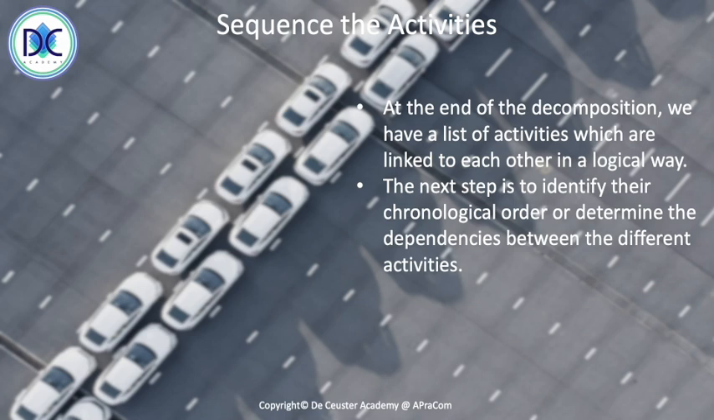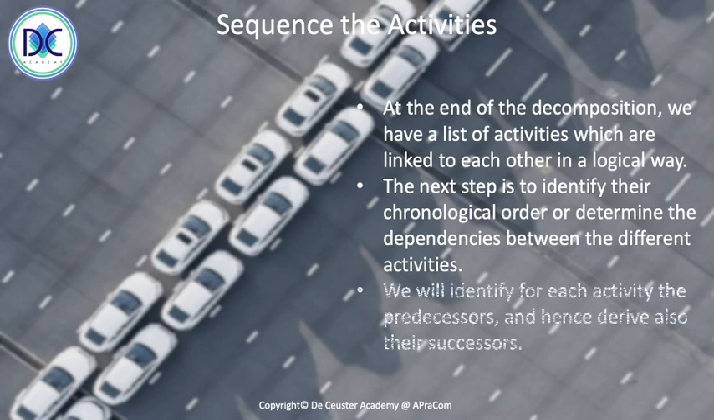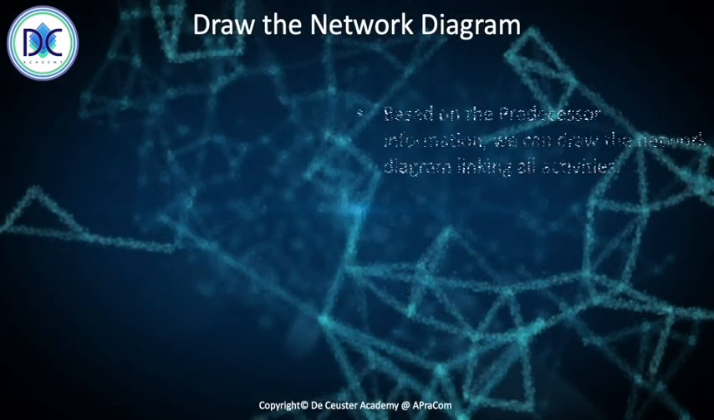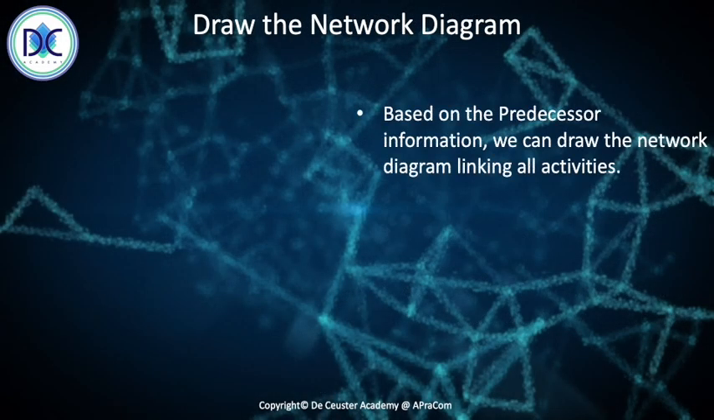The next step is to identify their chronological order to determine the dependencies between the different activities. We will identify for each activity the predecessors and hence derive also their successors. The next step is to draw the network diagram. And based on the predecessor information, we can draw the network diagram linking all activities.